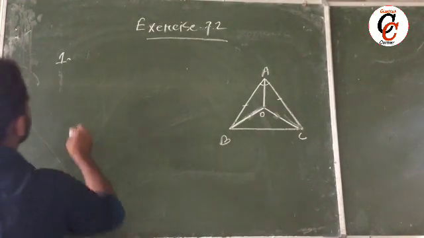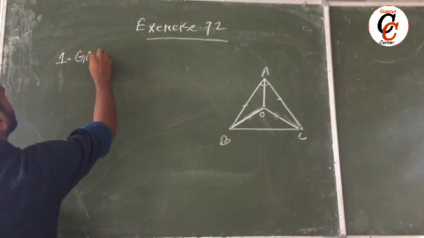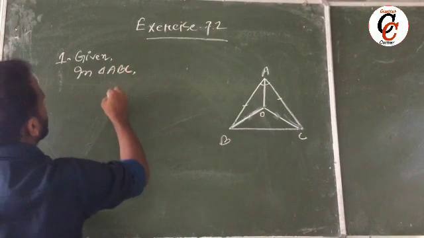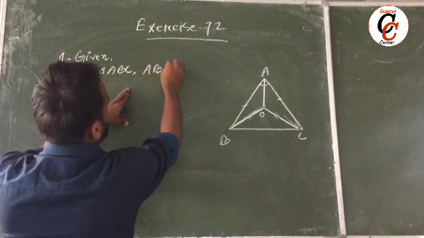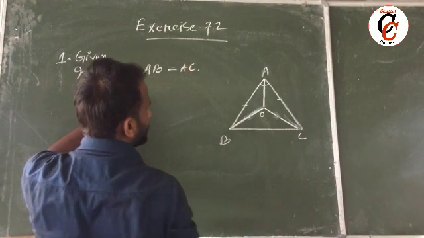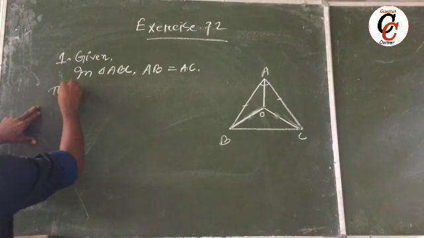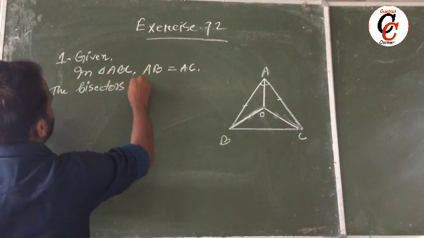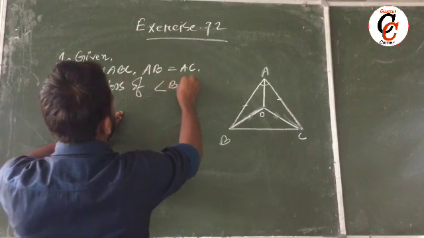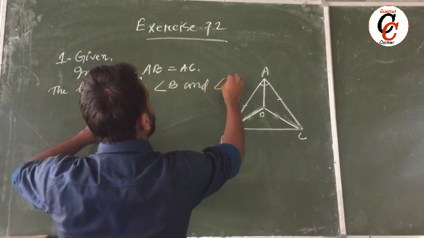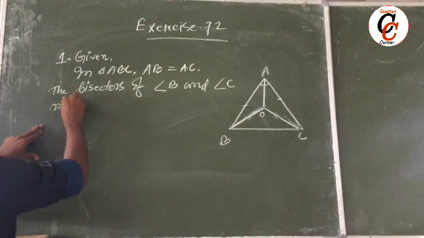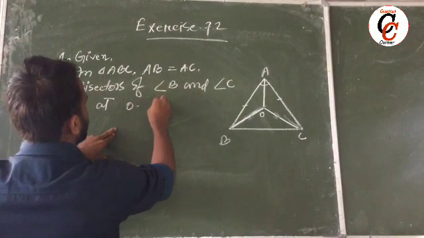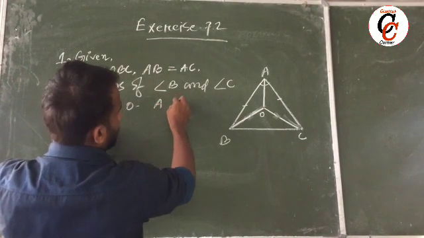So what is given in the question? First of all, given in triangle ABC, AB is equal to AC. It is given that the bisectors of angle B and angle C meet at O. Then AO is joined.